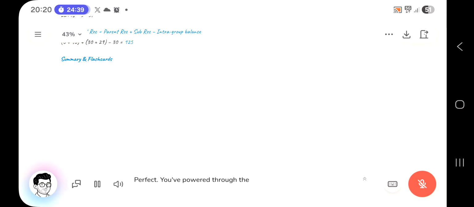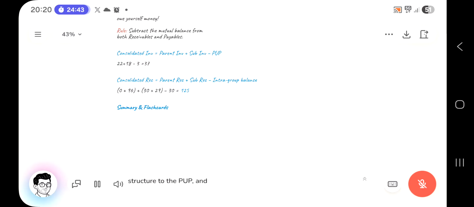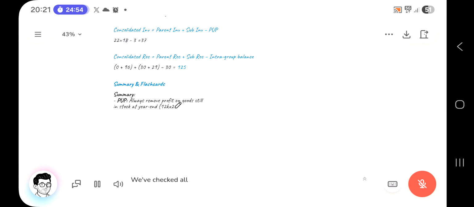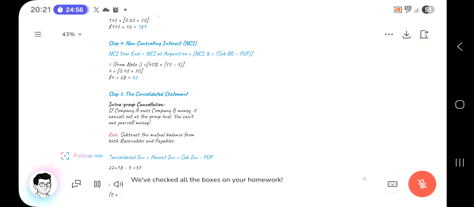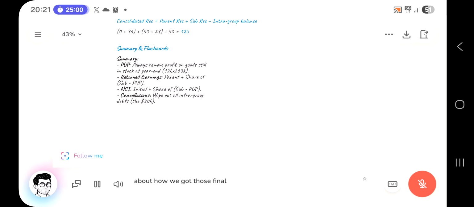Perfect. You've powered through the whole process, from the group structure to the pup, and then the final consolidation. Let's wrap this up with a quick summary and some flashcards to keep it locked in. We've checked all the boxes on your homework. Do you feel confident about how we got those final numbers?